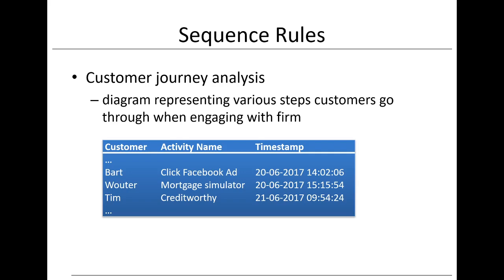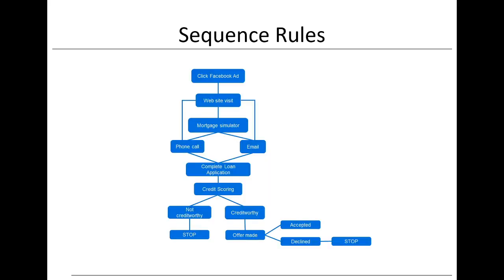Sequence rules can be used for customer journey analysis. A customer journey is a diagram representing the various steps that customers go through when engaging with a firm. The idea here is to start from an event log of activities as depicted in the table below. The event log depicts a unique customer identifier, the various activity names, and their timestamps. Here you can see an example of a resulting customer journey.